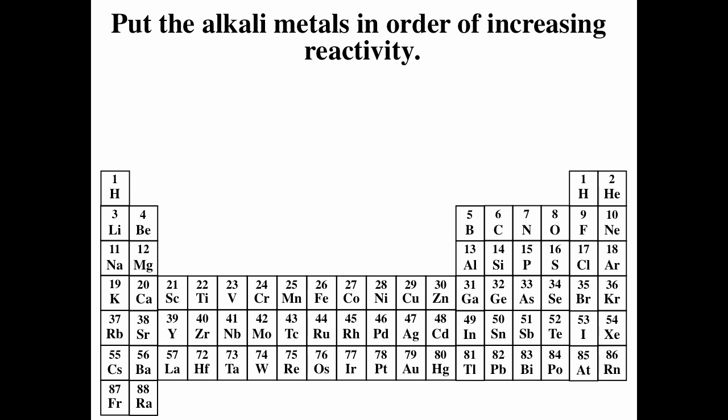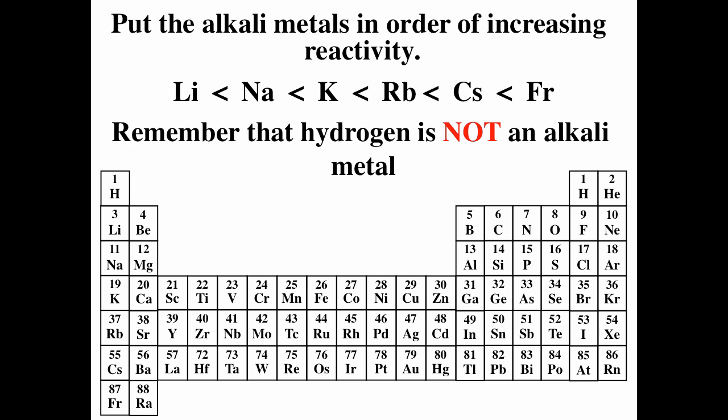Alkali metals tend to want to lose electrons. According to the periodic trends, the element at the bottom left is best at losing. And so francium should be the most reactive alkali metal. It should be the best at losing electrons. I hope that was helpful.